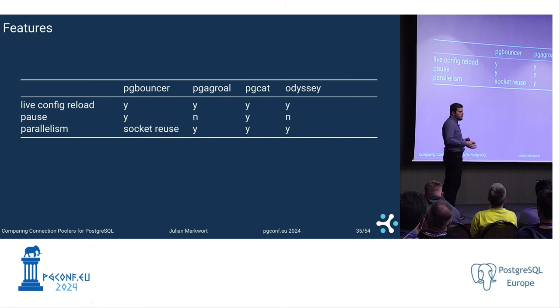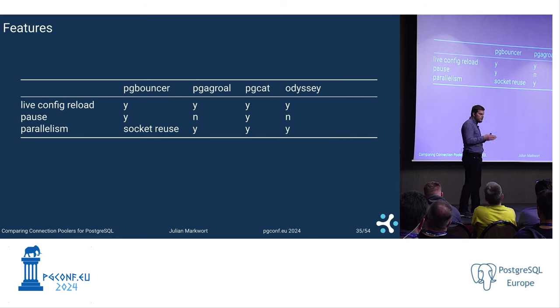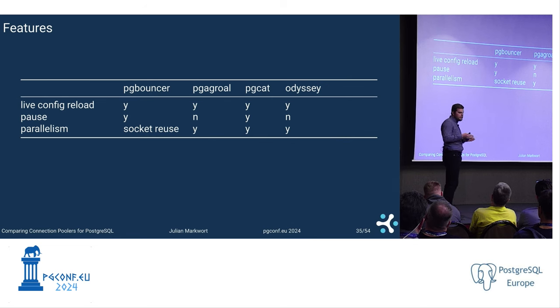The next thing is about pausing the pool, basically. So the idea of pausing a pool is that as soon as you enter that pause mode, depending on configuration, all currently running connections are either allowed to finish their work or they are killed outright, and all new incoming connections are put in the wait queue.